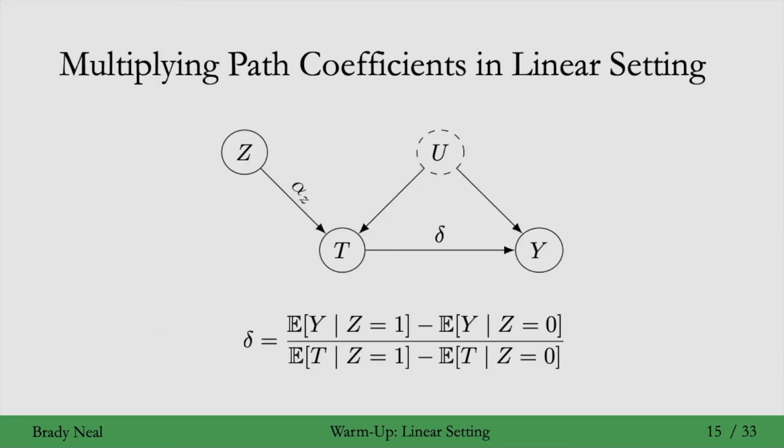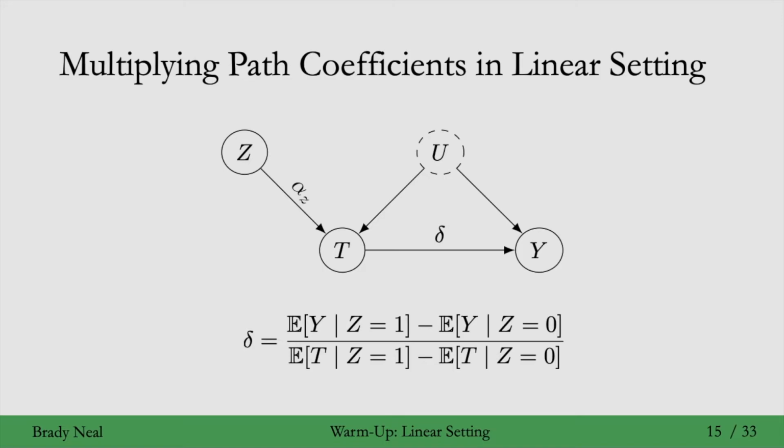The linear setting can give us some useful intuition for instrumental variables, as the causal association that flows along a directed path in the linear setting is just the product of coefficients along that path, where the coefficients on these edges denote the coefficients that are in front of the parent on the edge in the structural equation that generates the child. So delta is in front of t in the structural equation for y, and alpha z is in front of z in the structural equation for t.